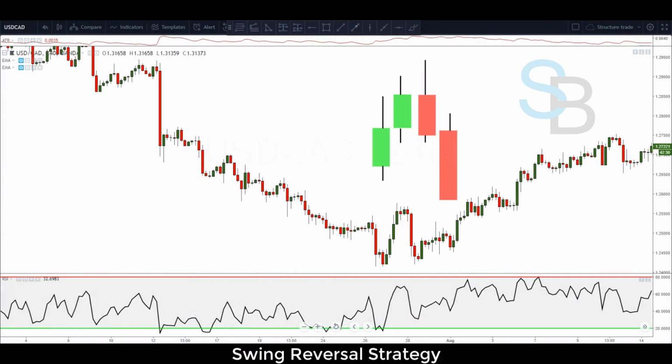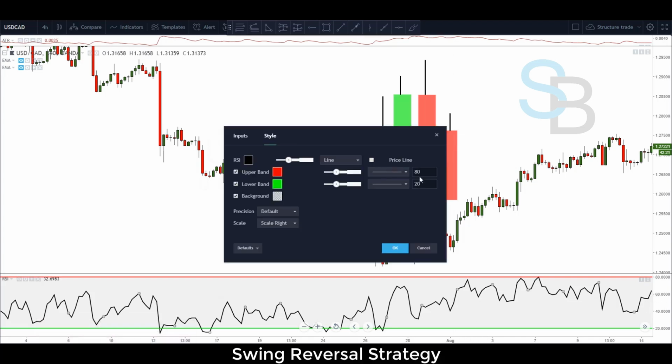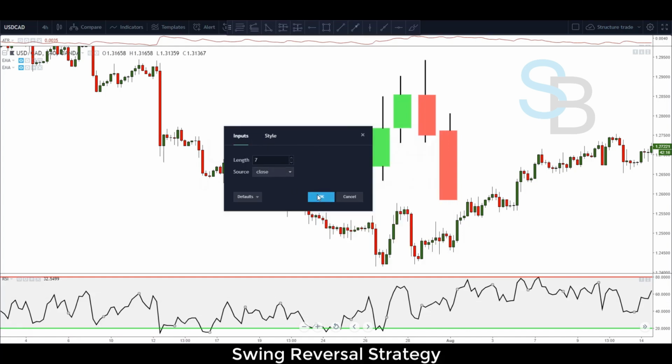On the next strategy that we're going to talk about, going off of the last strategy, we're still using the same RSI settings. We have a 7-period RSI with 80-20, 80 being overbought, 20 being oversold. Again, 7-period, just like in the last video.